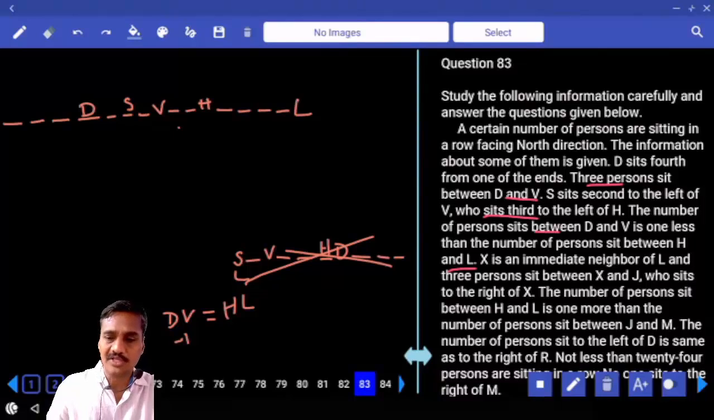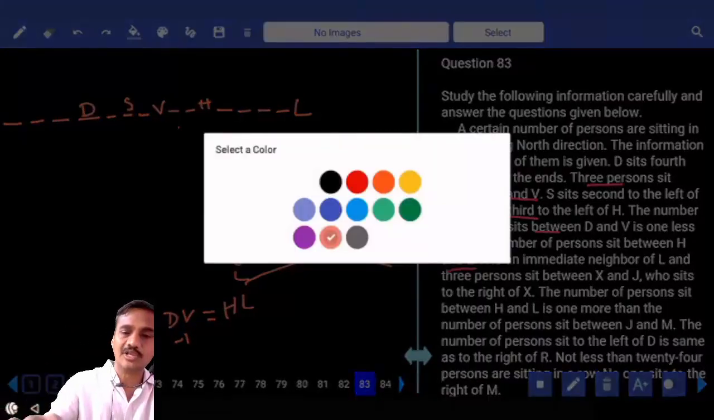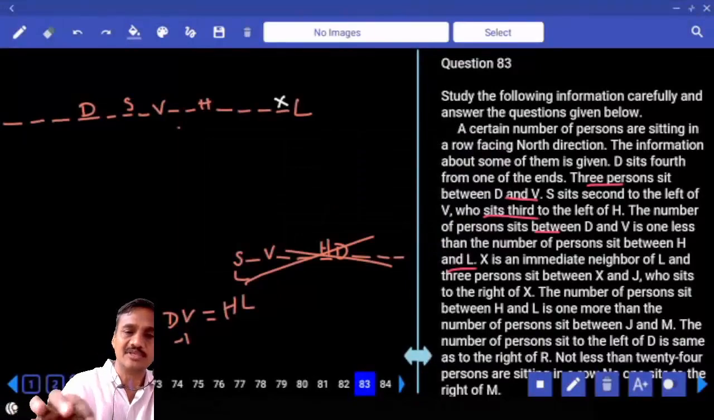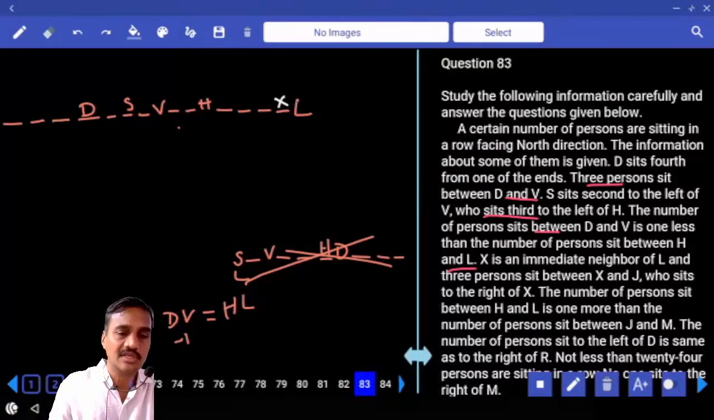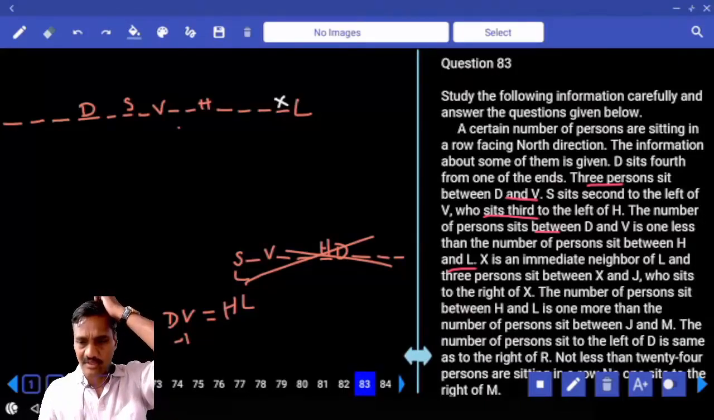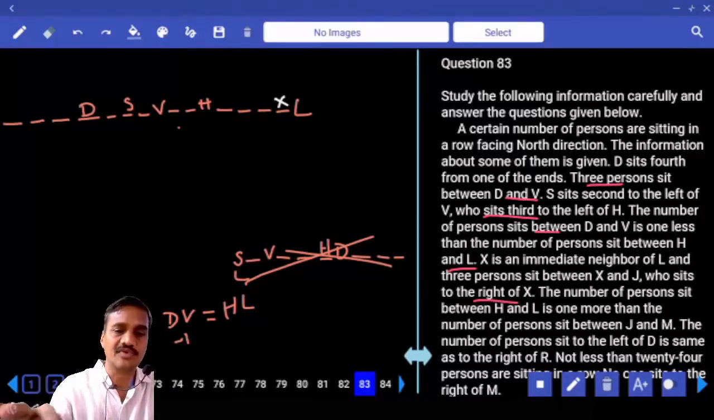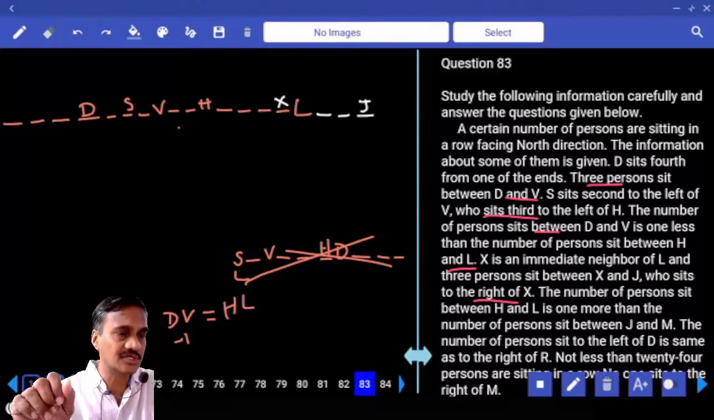X is an immediate neighbor of L, and there are 3 persons between X and J. What are the different possibilities we have? X can be either to the left-hand side or to the right-hand side. Suppose X is here. And 3 persons between X and J: J is to the right of X, with 3 persons 1, 2, 3. J is at this place.